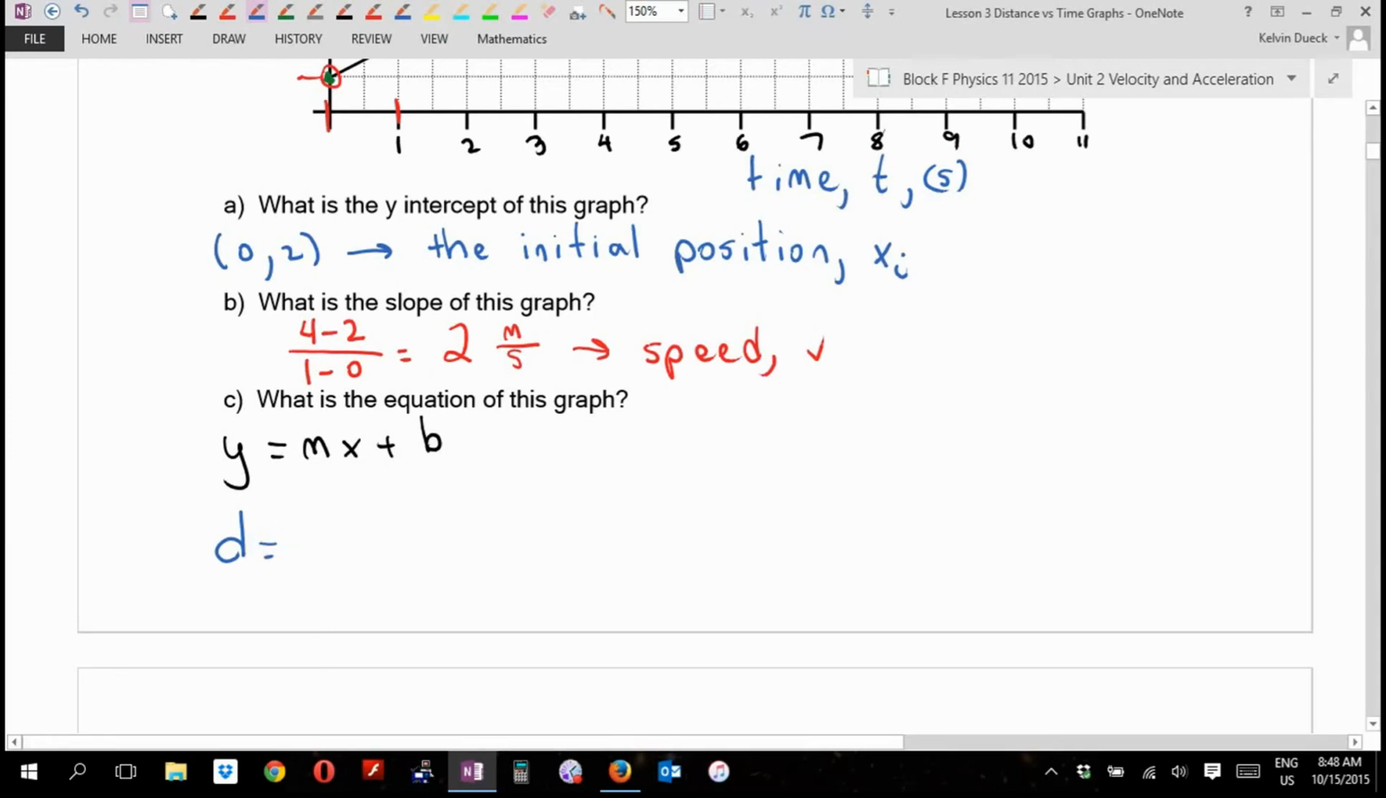M. Oh, M is the slope. What is the slope? 2. I'm not going to put an X. What would be a good letter to use for time? T. Plus. Okay. Bada bing, bada boom.